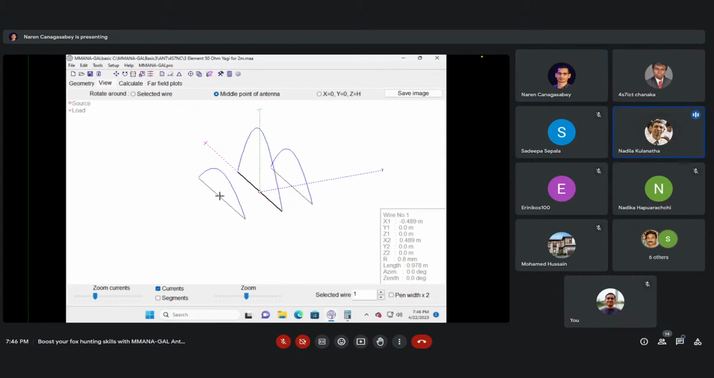Right, but would it still create pattern distortions or interfere? Very minor, because again, since, right.